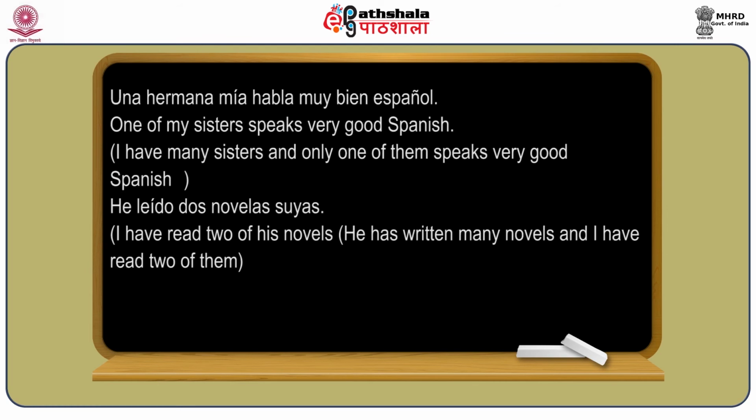Or if I say "he leído dos novelas suyas," it means I have read two of his novels. It means that he has written many novels and I have read only two of them. So as we have seen in these three examples, it covers an indefinite element within a set of elements.